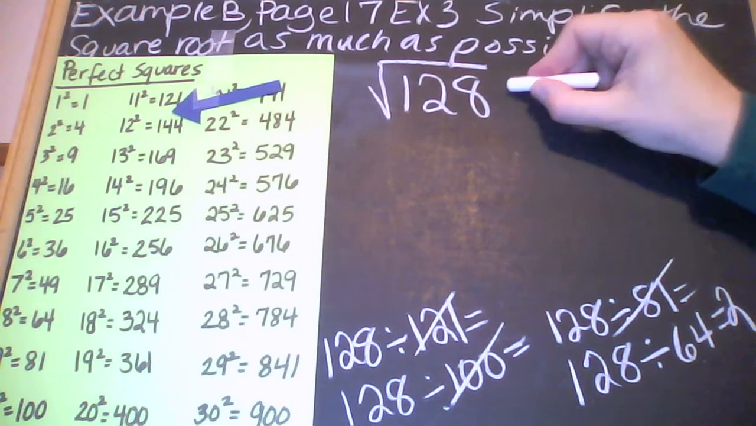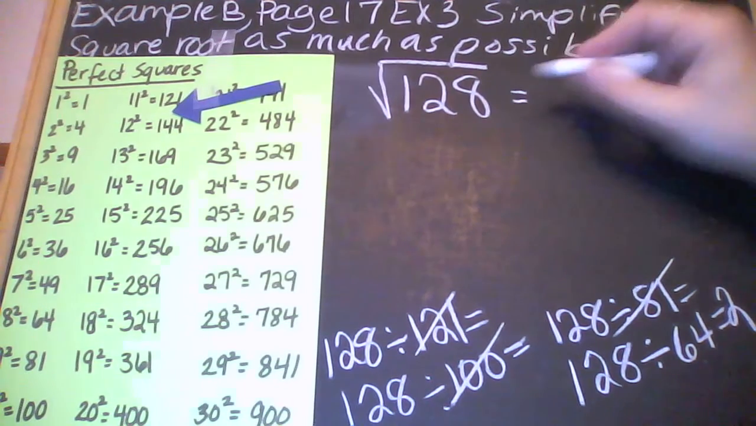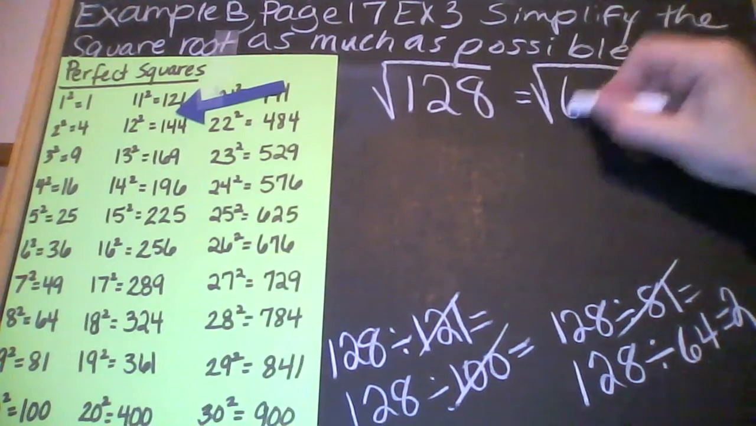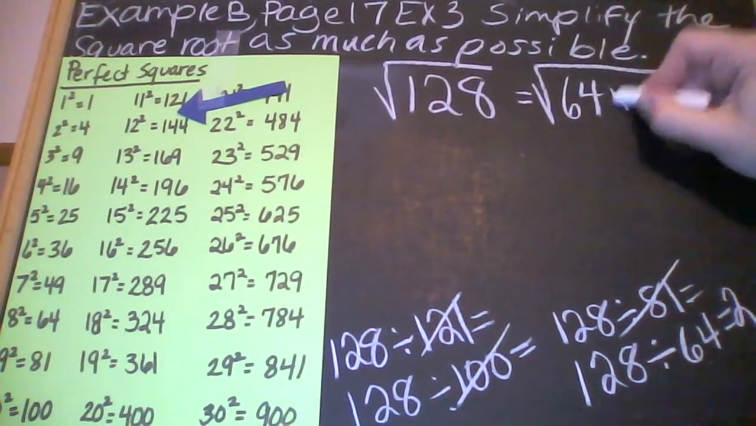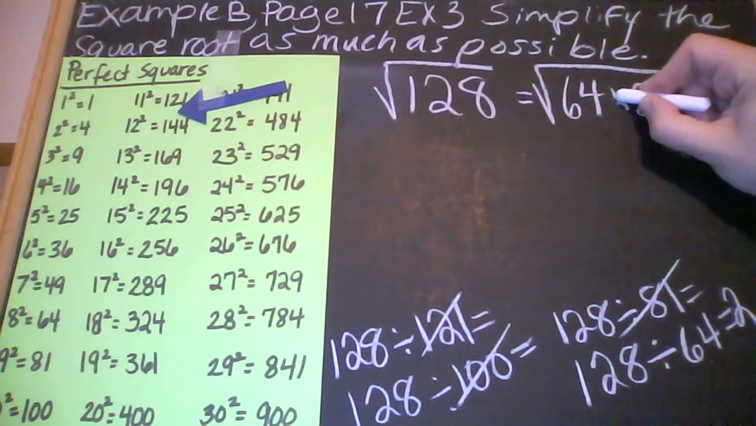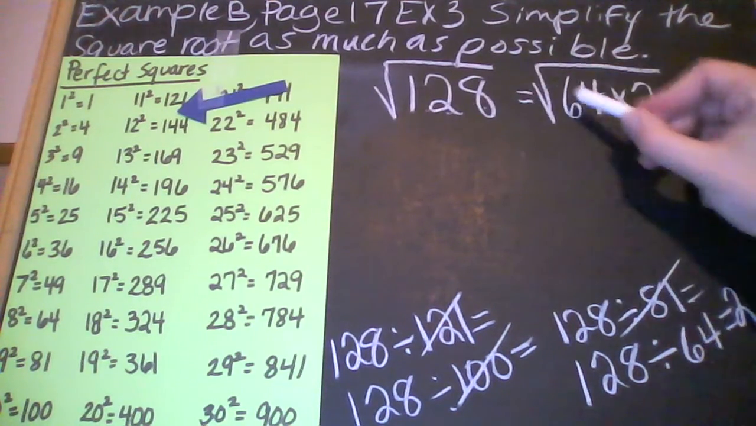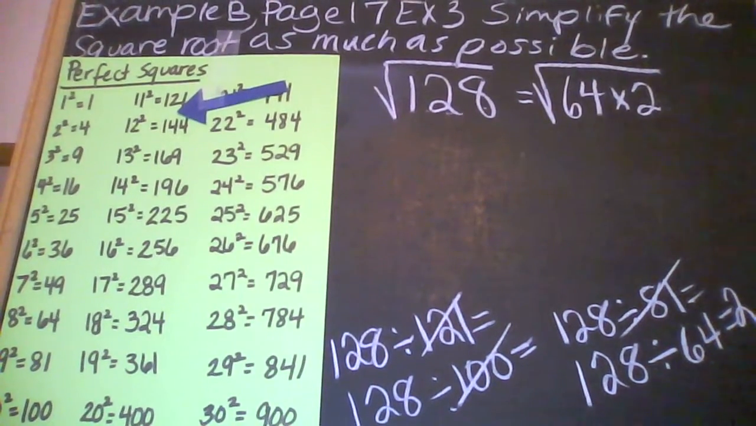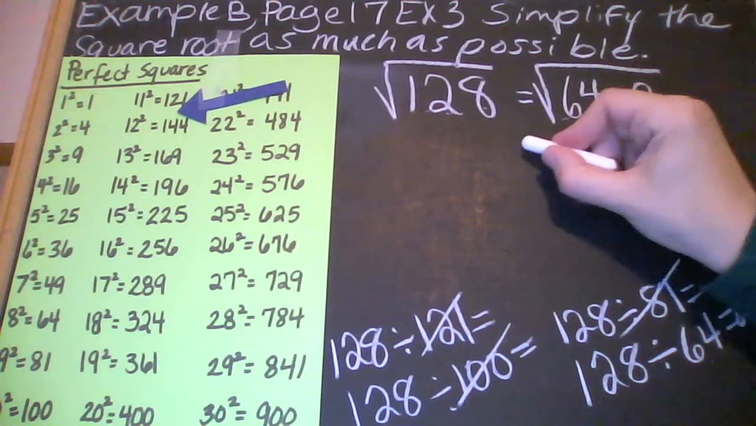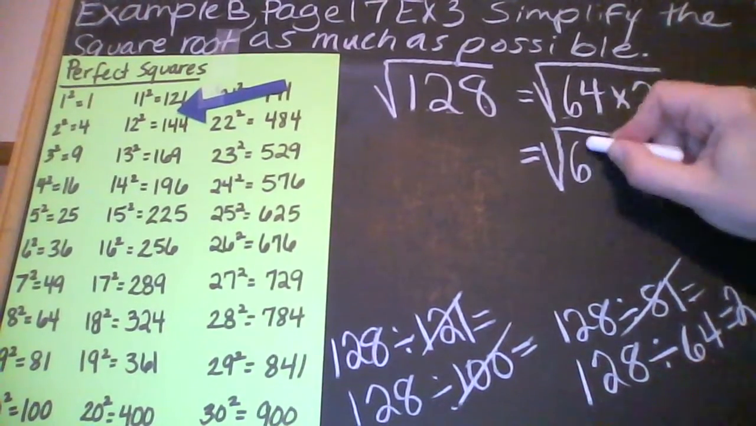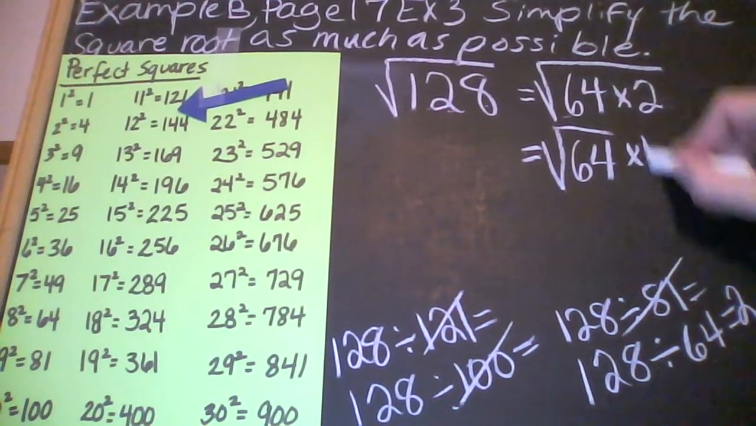So we're going to simply rewrite the square root of 128 as the square root of 64 times 2. 64 times 2 is 128. So I just rewrote 128 as 64 times 2. Now I'm going to separate this into 2 square roots. I'm going to rewrite this as square root of 64 times the square root of 2.